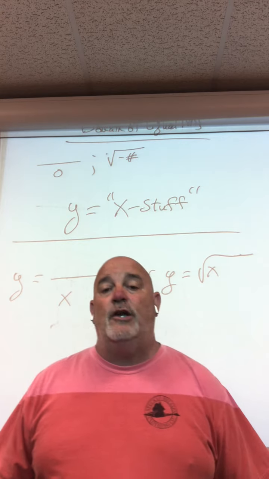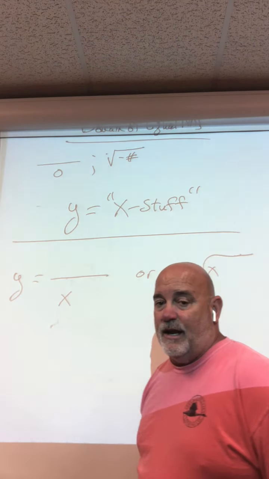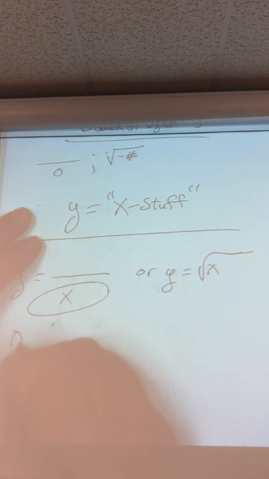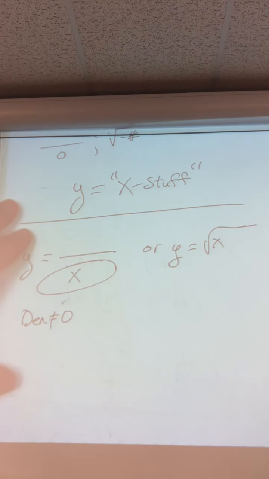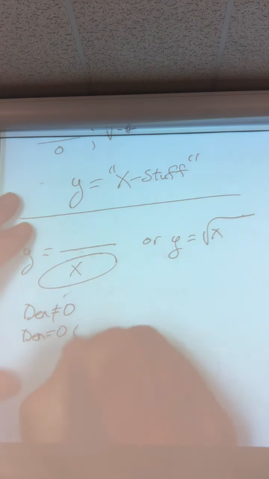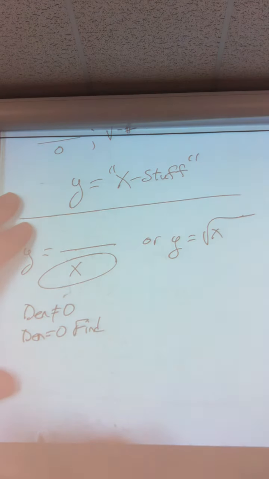All right, so what do we do if we have an x in the denominator? We said that, you don't have to write this down, the denominator cannot be 0. So here's what we're going to do. We're going to find out what makes the denominator 0, find out what that is, and then you can't use it.